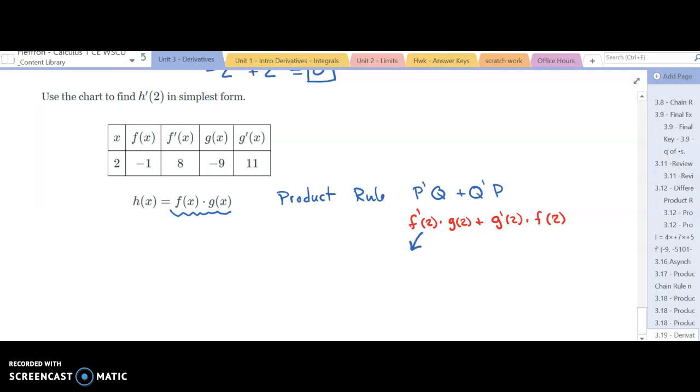So according to our table, f prime of 2 is 8, g of 2 is negative 9, g prime of 2 is 11, times f of 2, that's negative 1. Now we've got some simplifying to do because they say in simplest form. 8 times negative 9, that's going to be negative 72. 11 times a negative 1 is negative 11, or negative 83.